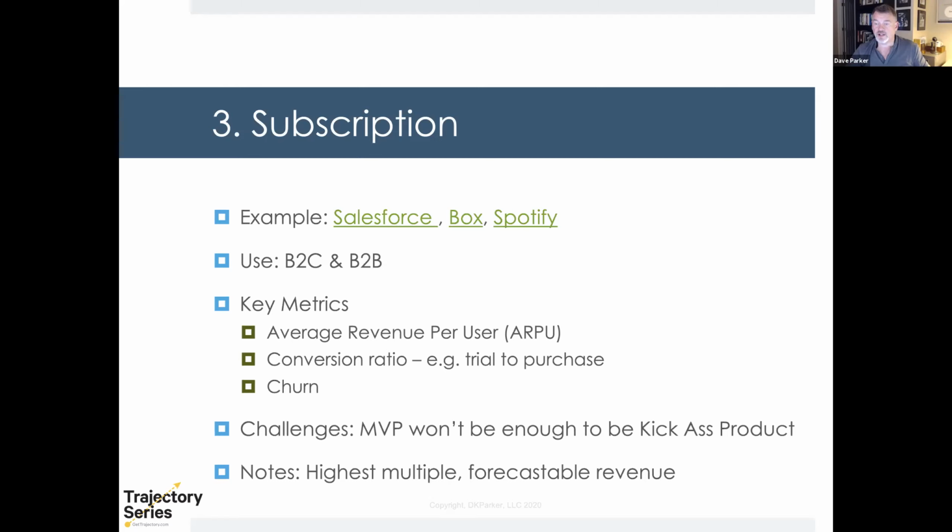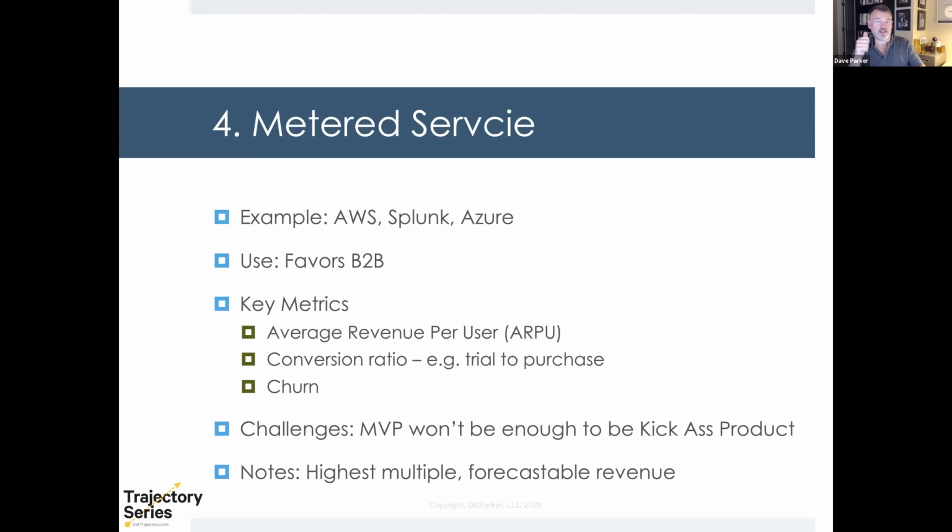So in our case, the unit economics are tethered to a vehicle rider driver. I think it depends, and we'll break them all down. Metered service is the next one. So metered service, think AWS, Splunk, and Twilio.